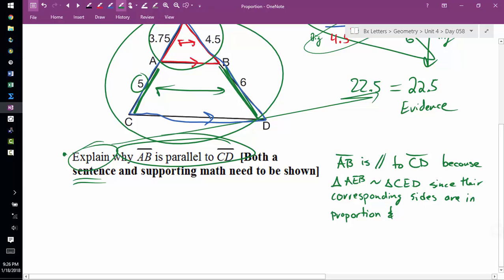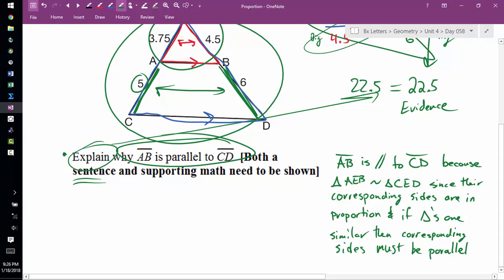And if triangles are similar, then corresponding sides must, oops, that's terrible, must be parallel. And that explains everything we need.